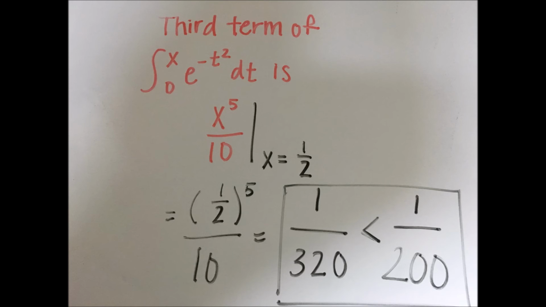Since the integral from 0 to 1/2 of e to the negative t squared is an alternating series with terms that decrease in absolute value to 0. So essentially the limit as n approaches infinity of this integral is 0.